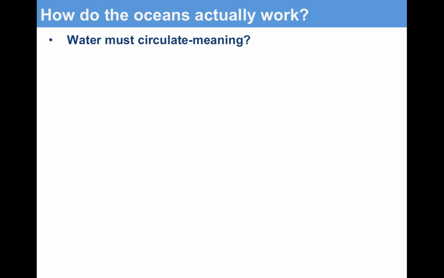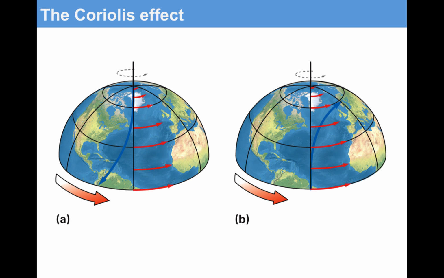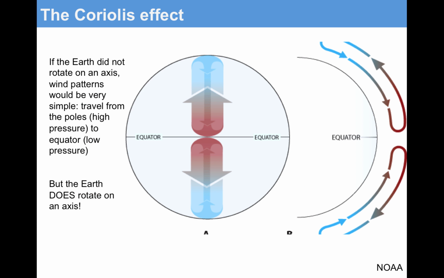So the water circulates, and it has to, right? We have to keep that water circulating. So how does it actually move? There's going to be a couple different things here, but the first is the Coriolis effect. So our Earth spins, right? It spins in a fairly circular motion around and around and around. All right, and the Coriolis effect is essentially what happens because of this spin.